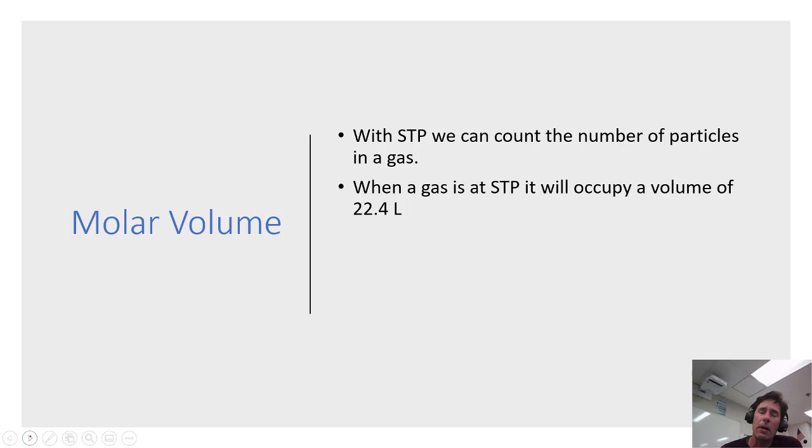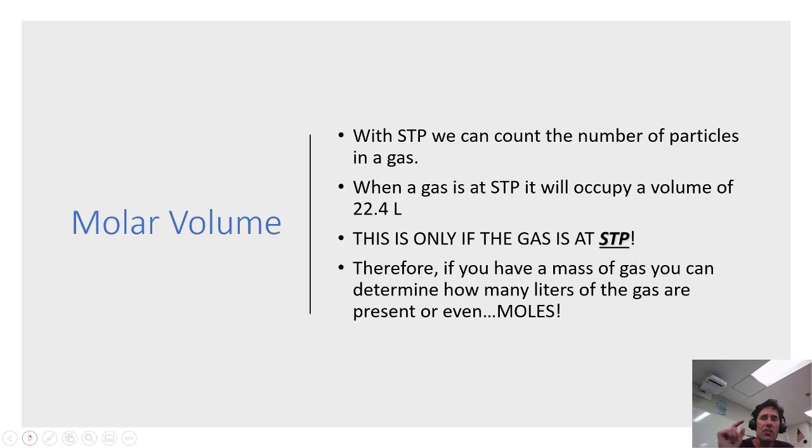Well, what's unique about gases is that they can be compressed. And so that's what we need to keep in mind as we go through this, is that gases are unique, is that they can be compressed. Okay, but this is only possible if the gas is at STP. And therefore, if you have the mass of the gas, you can actually determine how many liters of the gas are present, or even moles.